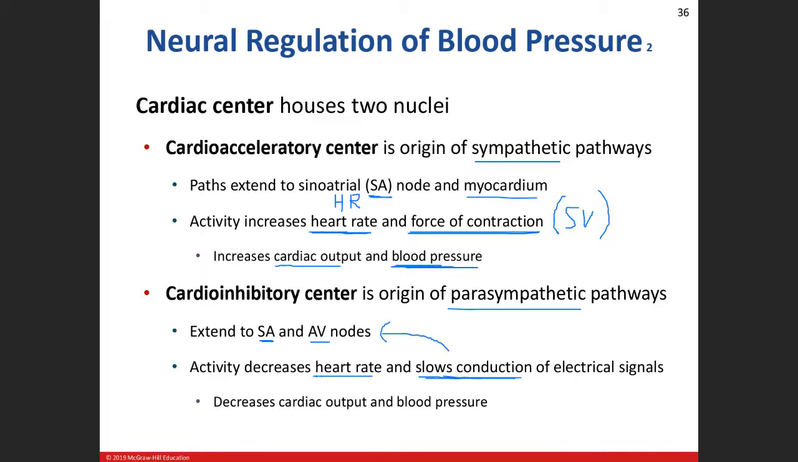So if we decrease the conduction rate, then we're going to slow down depolarization of the ventricular cells. By doing that, we're going to decrease cardiac output and blood pressure. Good so far? I hope. So that's the cardioinhibitory center and the cardioacceleratory center.